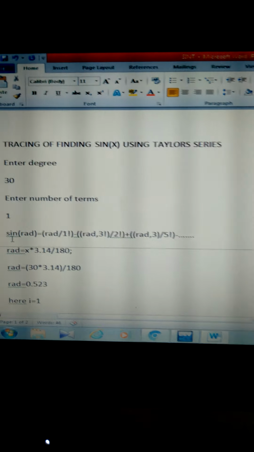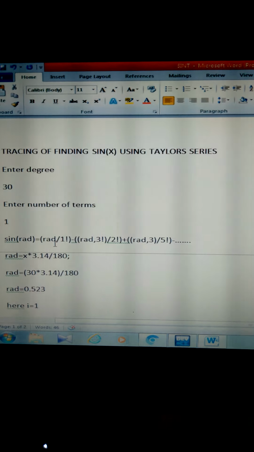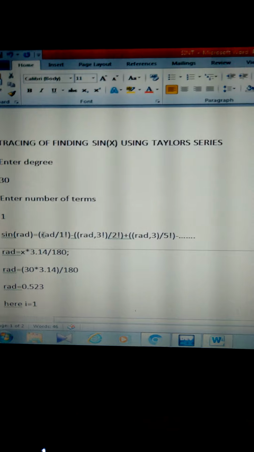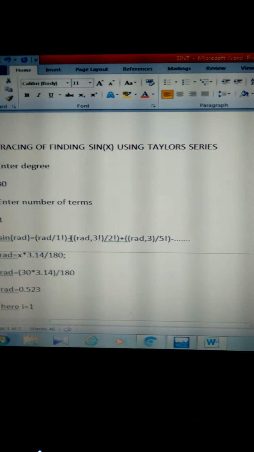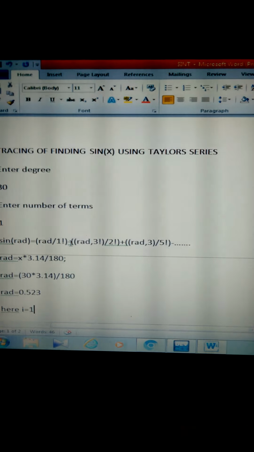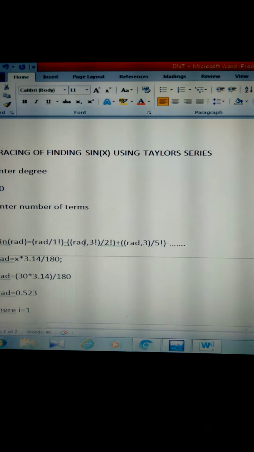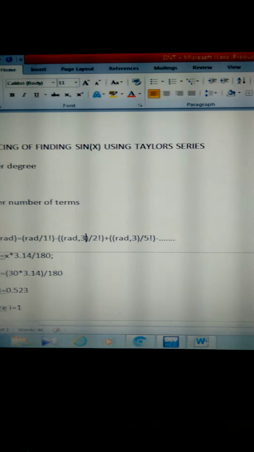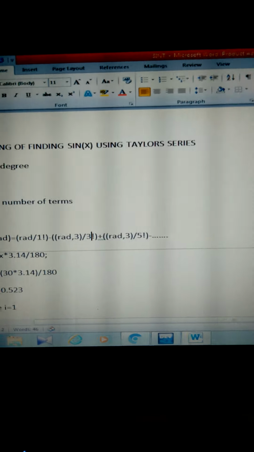So the Taylor series is like this. Sine of radians is equal to radians to the power of 1, divided by 1 factorial. Nothing is written for the power of 1, and the plus sign appears first here. Then it goes on alternating, minus, plus, like that, and the index increments by 2 in this Taylor series. Then radians to the power of 3 by 3 factorial.